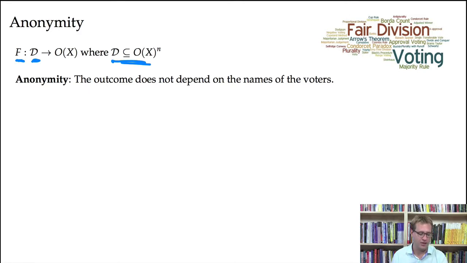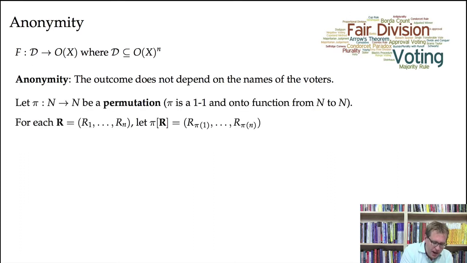Now, informally, anonymity means the outcome of the function should not actually depend on the names of the voters. So how are we going to formalize that? How are we going to make that more precise? Well, to do that, let pi be essentially a shuffling of the voters in the set N. So pi is going to be a permutation. It's a one-to-one and onto map that maps elements of N to itself.